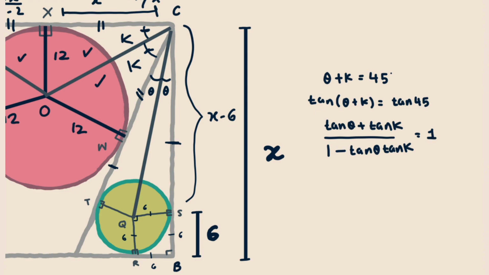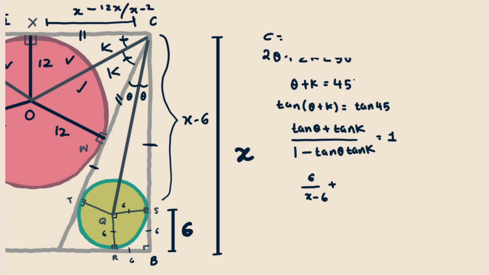Now on the left hand side we have trigonometric ratios, and we can easily calculate their values from the right angle triangles present in this diagram. So look in this right angle triangle, it contains the angle theta. QT is having a length 6 and TC is having a length x minus 6. They both were equal because these two triangles are congruent. So from this triangle, the value of tan theta is going to be equal to 6 upon x minus 6, plus tangent of k.